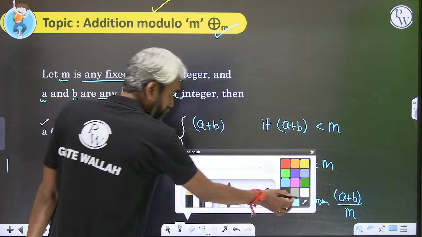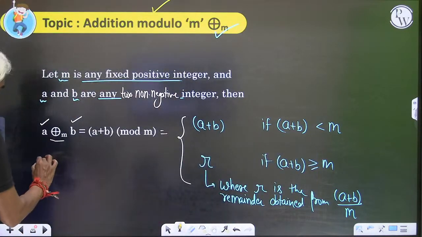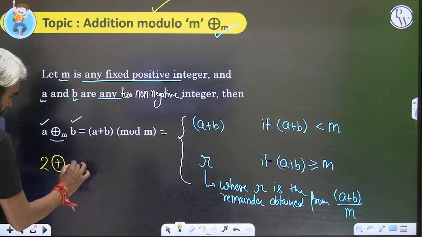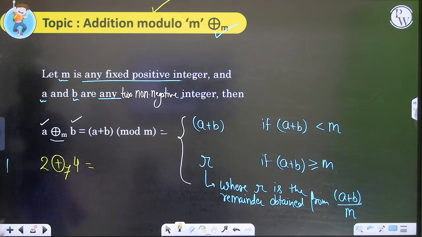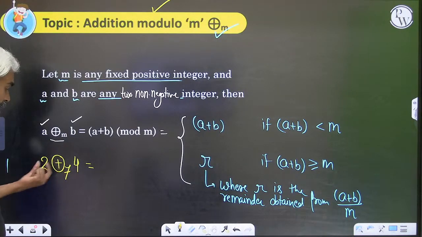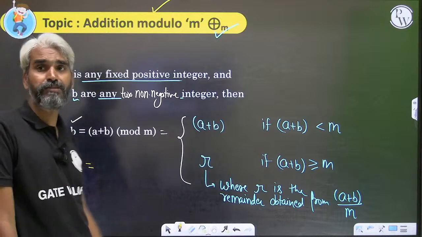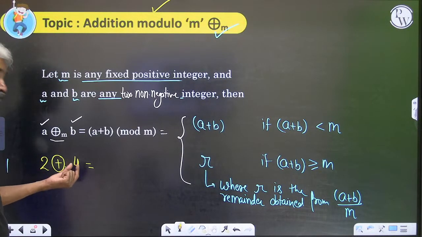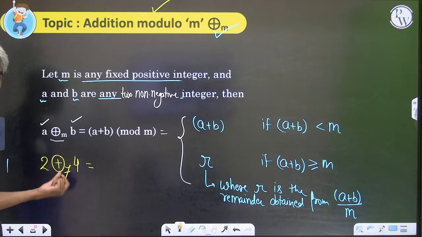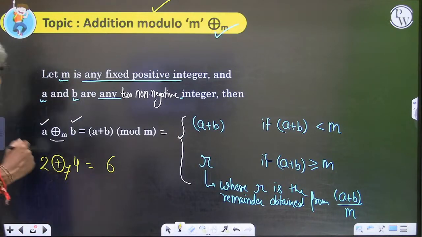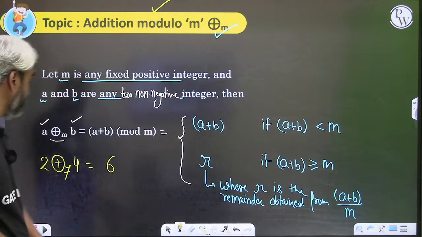So it's simple to visualize. Let's do this. If I have 2 addition modulo 7 with 4, what will be the result? Here the value of m is 7 and the other two integers on which the binary operation is being performed are 2 and 4. So it will be 2 plus 4 modulo 7. 2 plus 4 is 6, divided by 7, the remainder will be 6 only.